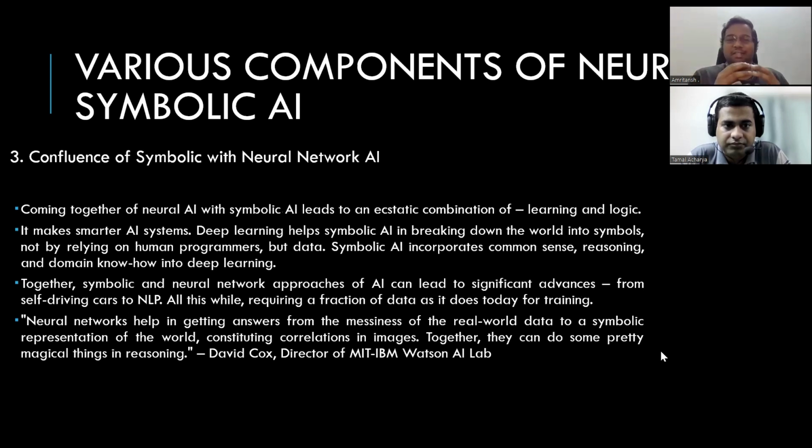And the idea is to merge these things. Can we merge this idea of free-form learning and the symbolic logic that we had? The idea is to come up with much smarter and more powerful AI systems, where deep learning helps symbolic AI in breaking the world into symbols, not by relying on programmers, but on data itself. And symbolic AI should be able to incorporate common sense reasoning and domain know-how into the deep learning world.